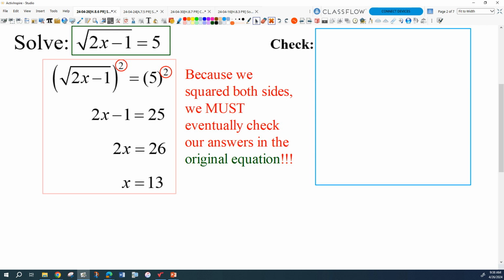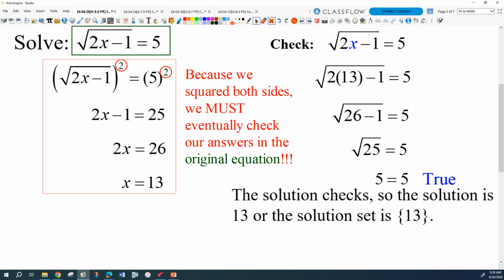Then we have to go back to the original equation that involves the square root to check it. If I plug in 13, I get 26 minus 1 is 25. Square root of 25 equals 5. Check. It worked. So that is a valid solution. 13 is the one solution that we get to that equation. Give me thumbs. Does that all make sense?